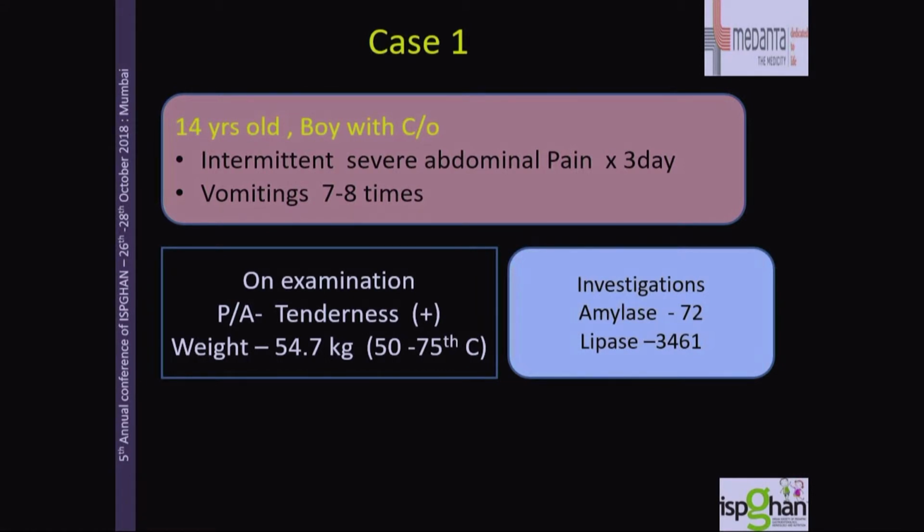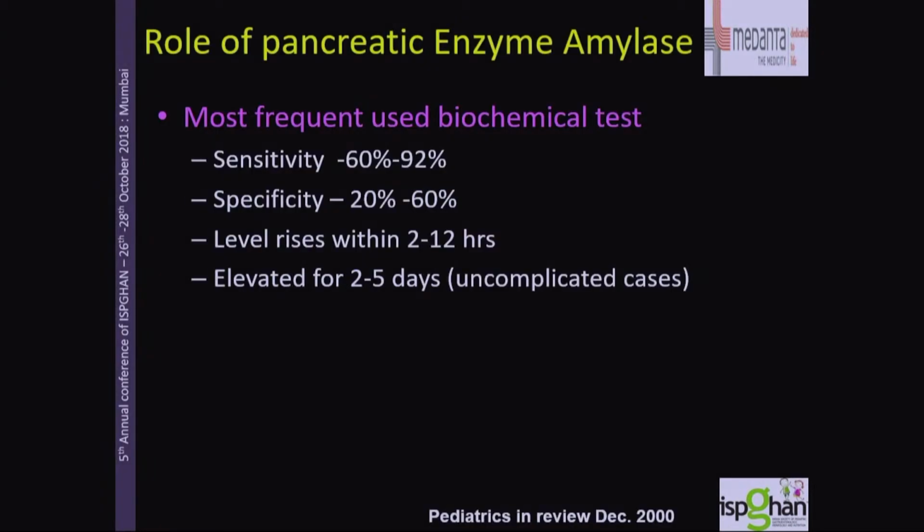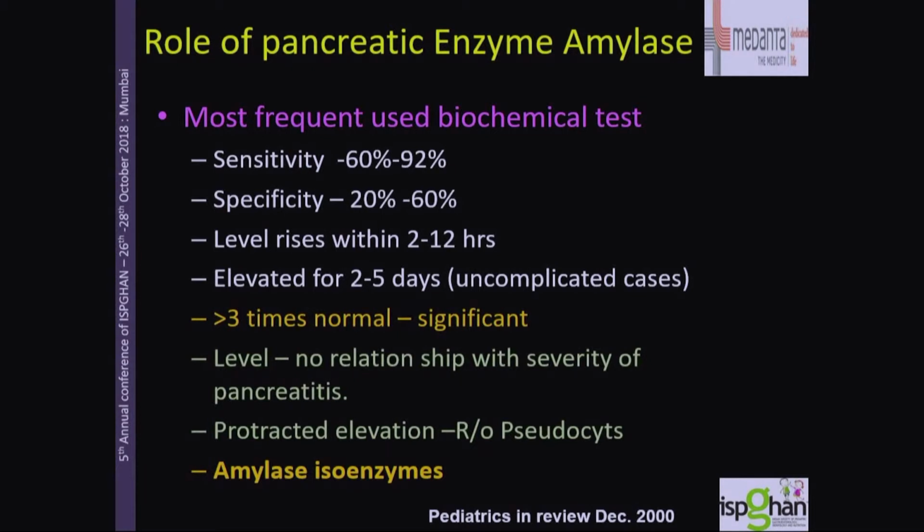On examination, there was tenderness in the upper abdomen, and the child was overweight. The investigation showed lipase 3461 and amylase 72. For the youngsters, let me remind you, amylase is the most frequently used biochemical test, but it's more than 3 times less sensitive for picking up pancreatitis.